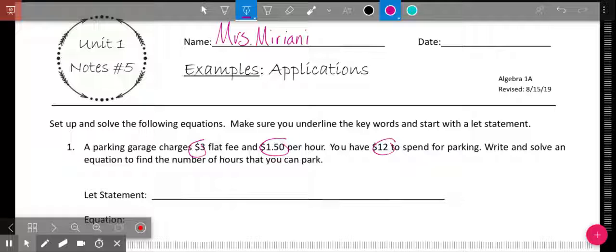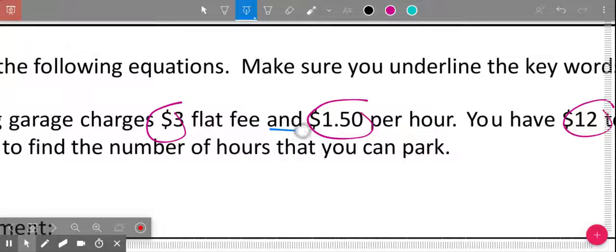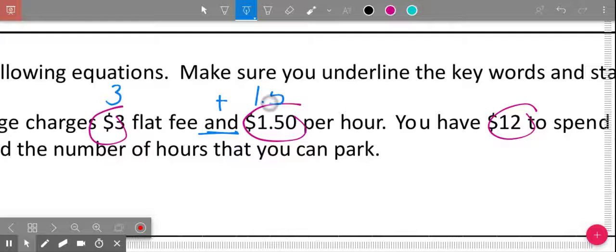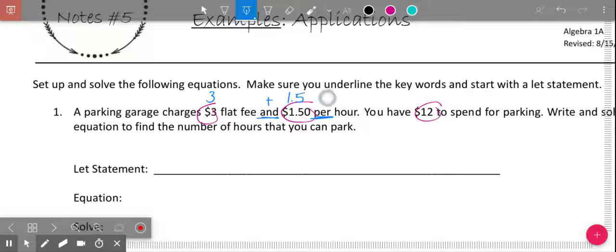So remember all those words that we wrote down to represent all of our mathematical operations. Our first word that we're looking at here is going to be and. Remember we said and means anytime we have a plus. That always is going to be an addition. So we had this $3 and $1.50. We said per means multiplication, so per hour. Per is also going to be a keyword, and that means multiplication. So I'm going to put a dot for multiplication.